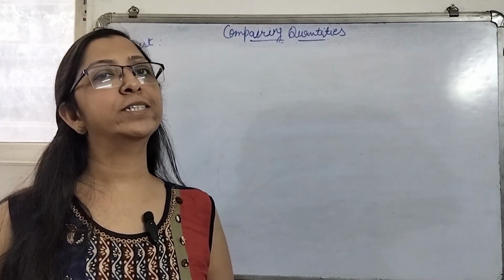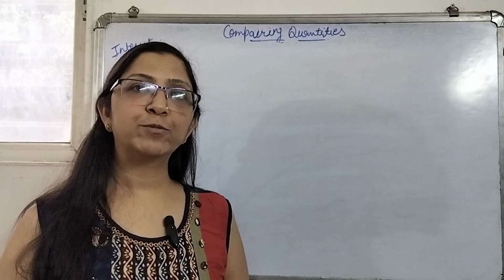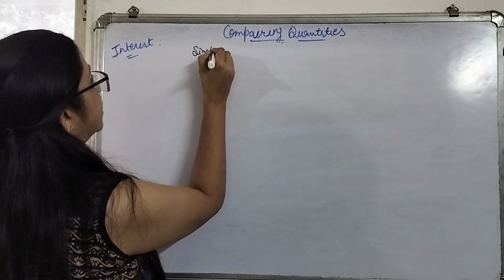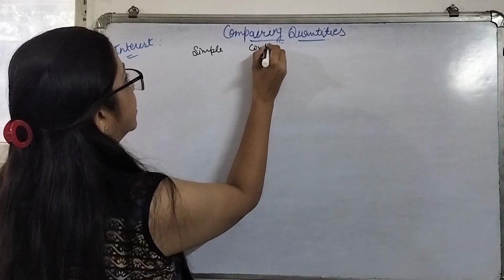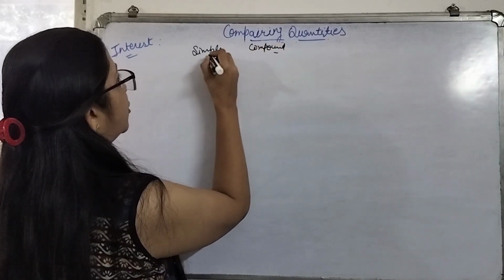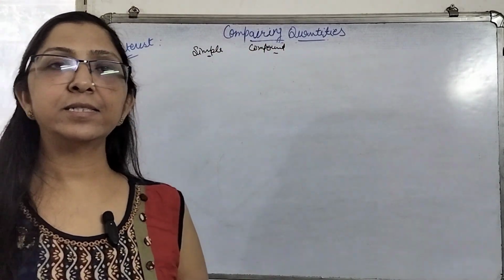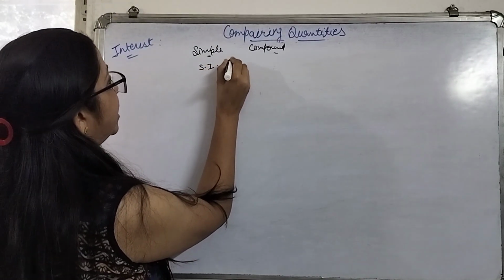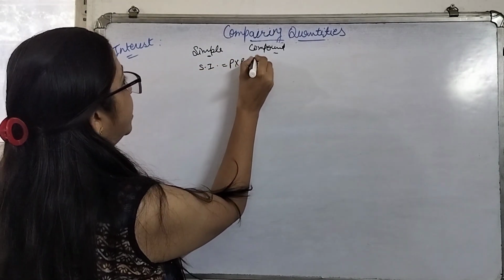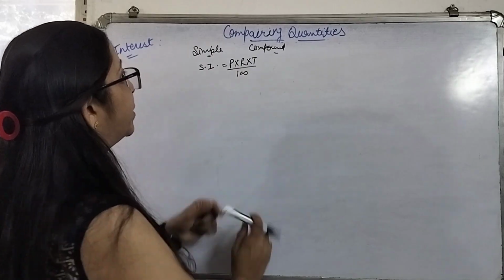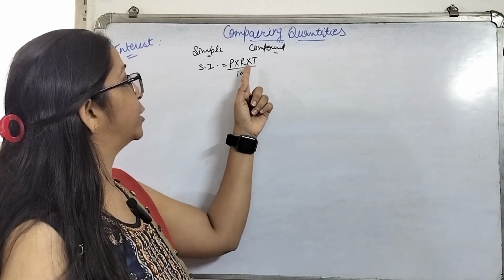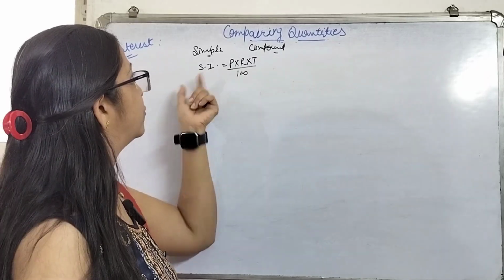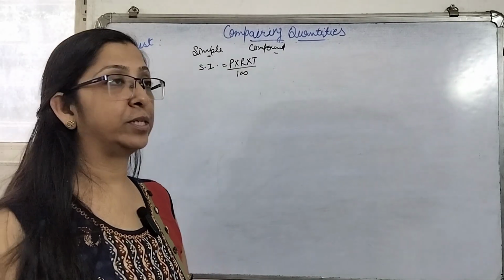Now let's see what is interest. There are two types of interest. One is simple interest. Another is compound interest. You must have learned about simple interest in the previous classes. The formula for finding simple interest is P into R into T upon 100, where P is the principal, R is the rate of interest, T is the time duration in years, over 100. This is the formula for finding simple interest.